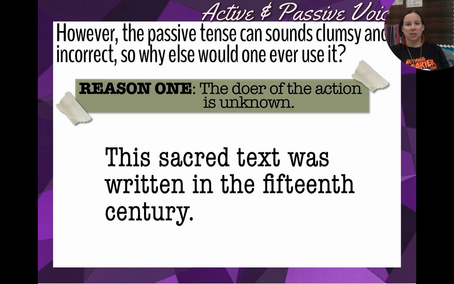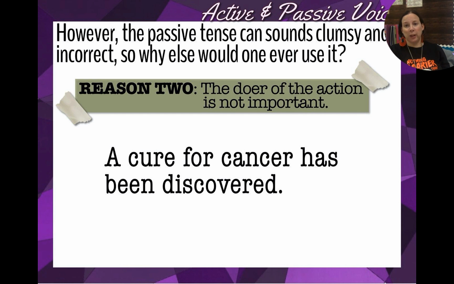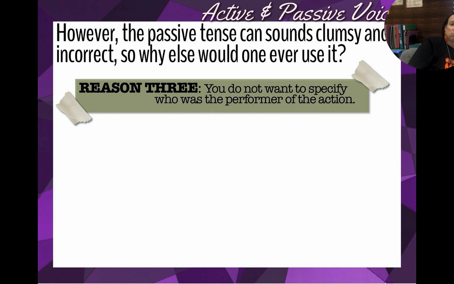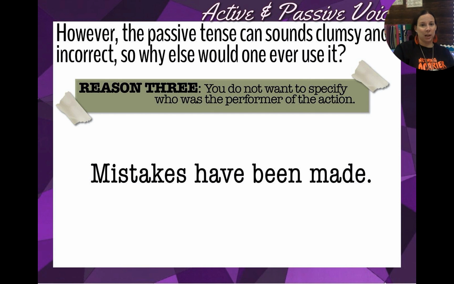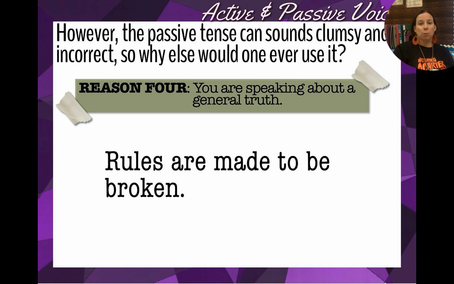The sacred text was written in the 15th century. Okay, reason 2, the doer of the action is not important. A cure for cancer has been discovered. You do not want to specify who is the performer of the action. Mistakes have been made. You are speaking about a general truth. Rules are made to be broken.